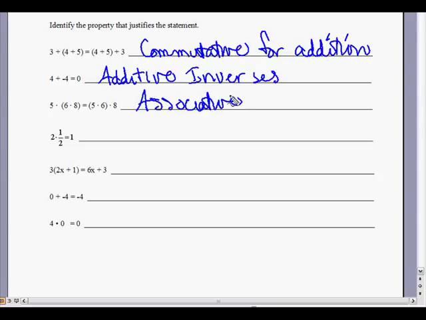And again, we have to identify the operation. Associative property for multiplication.